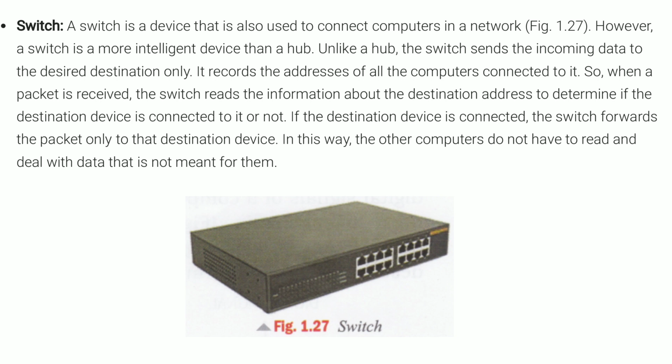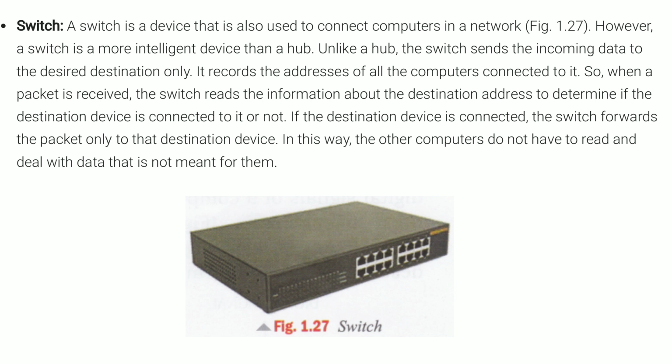There is a vast difference between a switch and a hub. A hub forwards each incoming packet or data to all the computers connected to the hub, to all the hub ports. But a switch sends the incoming data to the desired destination only. It records the addresses of the computers connected to it.